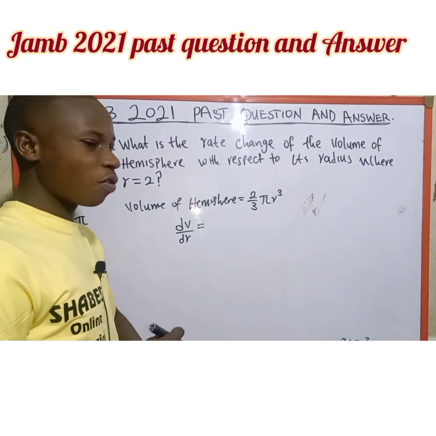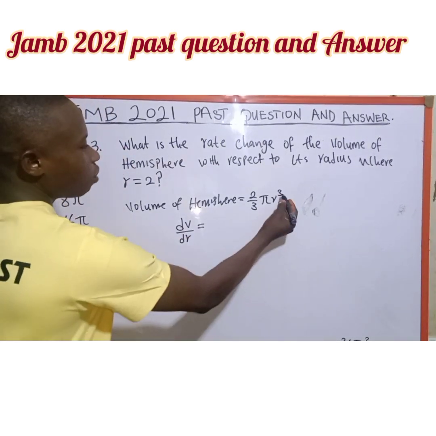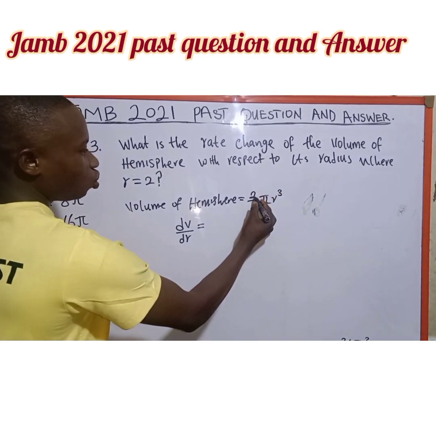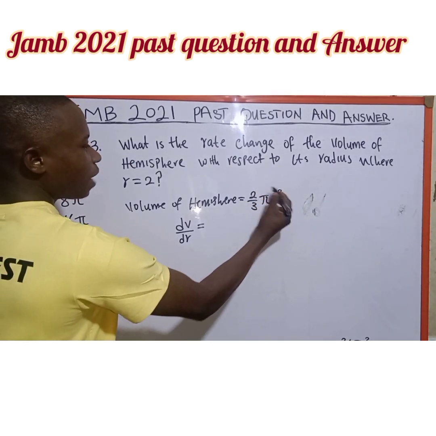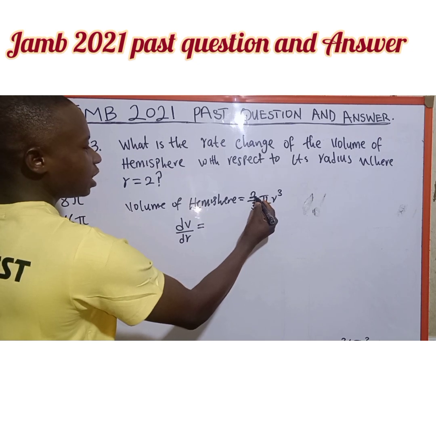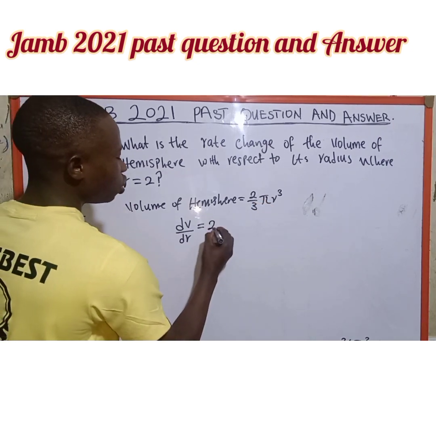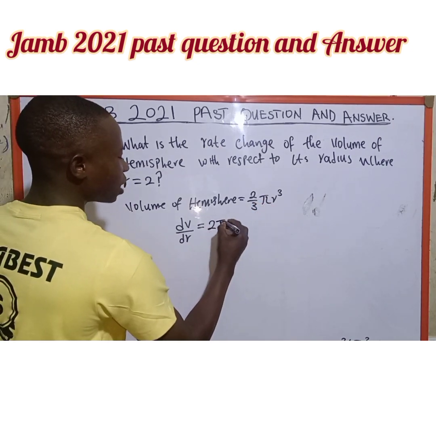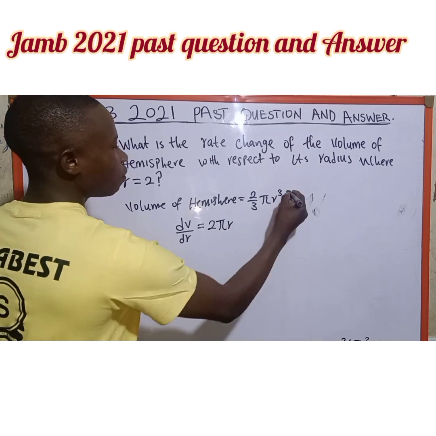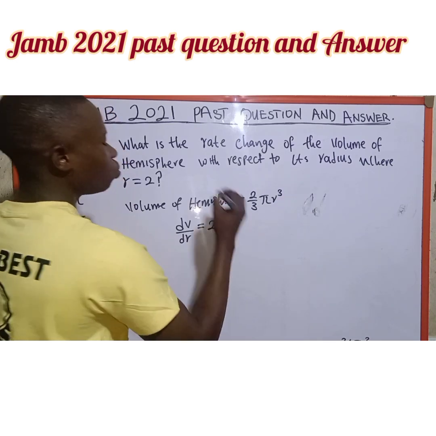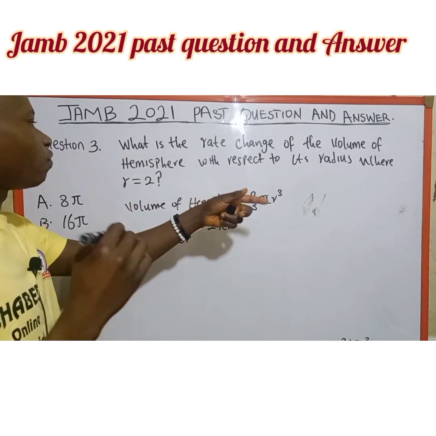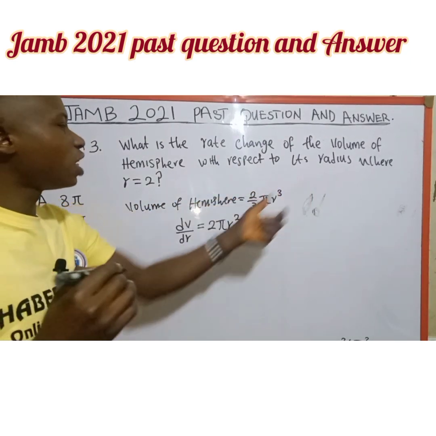Remember our power rule of differentiation. So we are going to have 3 multiplied by 2 over 3. If you multiply 3 by 2, it will give me 6. Then 6 divided by 3 is going to give me 2. Then we keep pi constant. Then we take away 1 from the power, so it will be 2. So this is the rate of change of the volume of the hemisphere with respect to its radius.